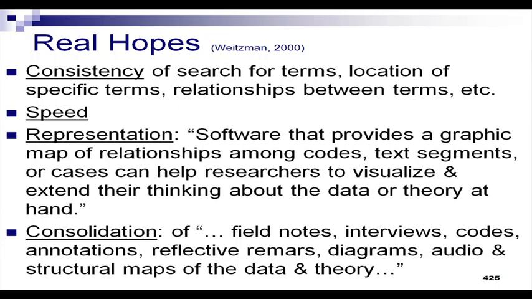So when we talk about representation, once we've gone through the data, sifted through it, written it up, the computer does the linking for us. It helps us see everything visually in the form of a map in front of us, and that stimulates further thinking, further deliberation, and further analysis. So it makes our job easier. Consolidation. Consolidation of field notes, interviews, codes, annotations, reflective remarks, diagrams, audio and structural maps of the data and theory. So these are the real hopes. This is what the computer can really do for us.